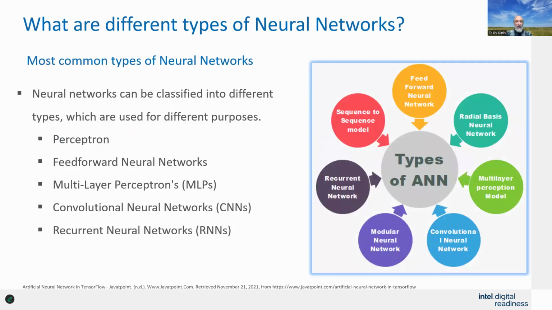So neural networks, it says, can be classified into different types for different purposes. And notice we have perceptrons, feed-forward neural networks, multi-layer perceptrons, convolutional neural networks, and recurrent neural networks. I don't know if you guys remember talking about any of these in that first course, but we did kind of brush upon these topics. Notice that the graphic over there includes those 5 key ones and some additional ones as well.